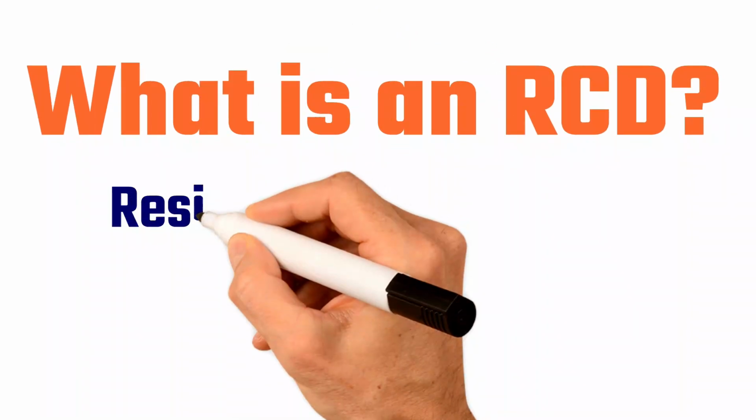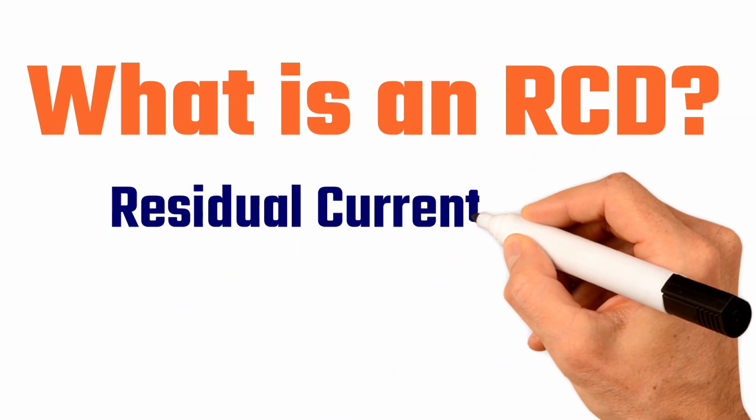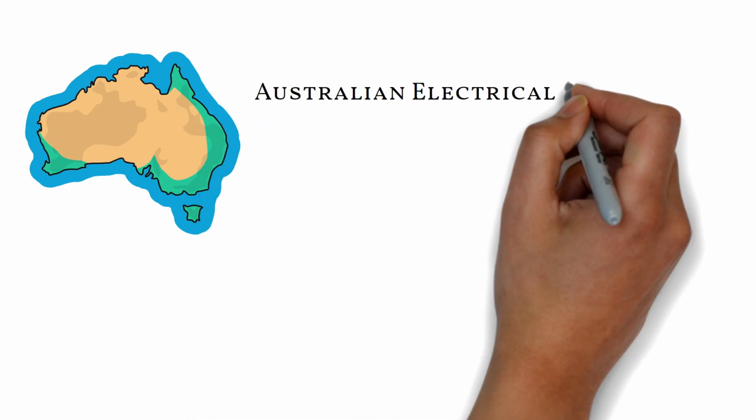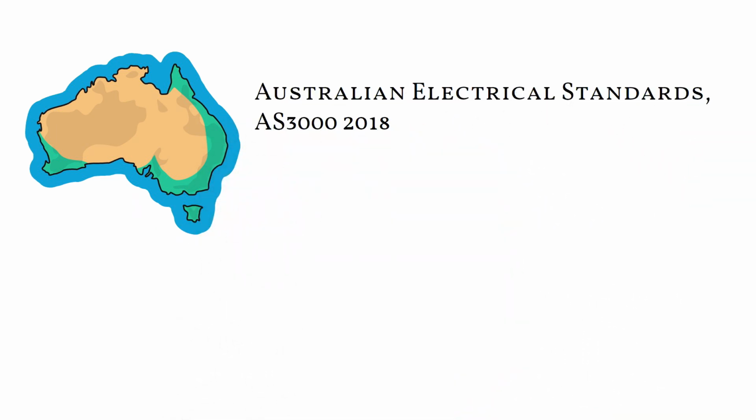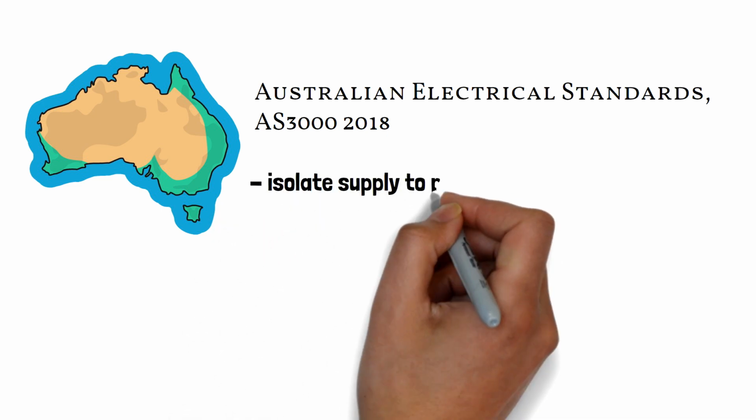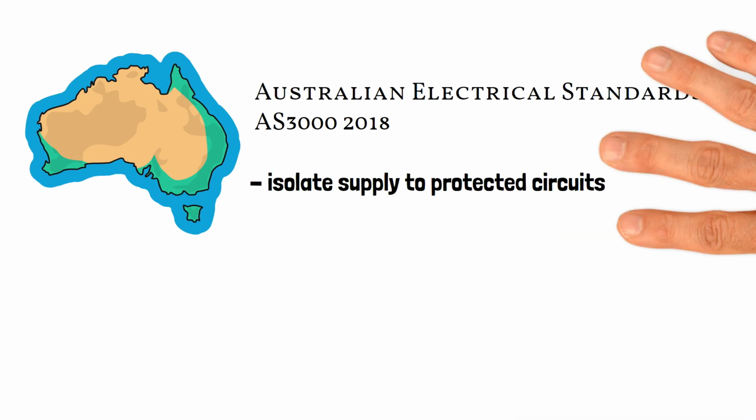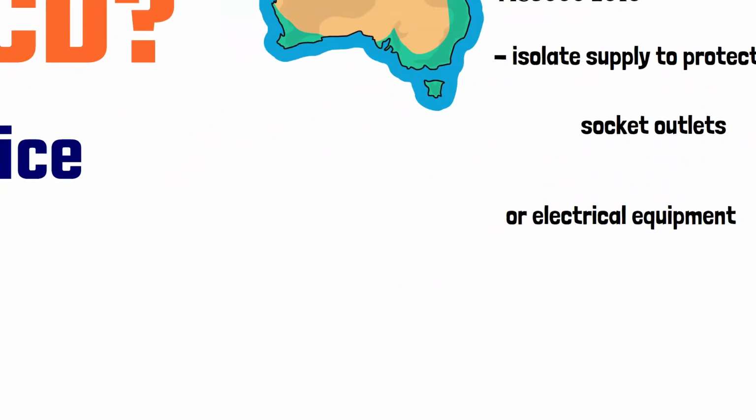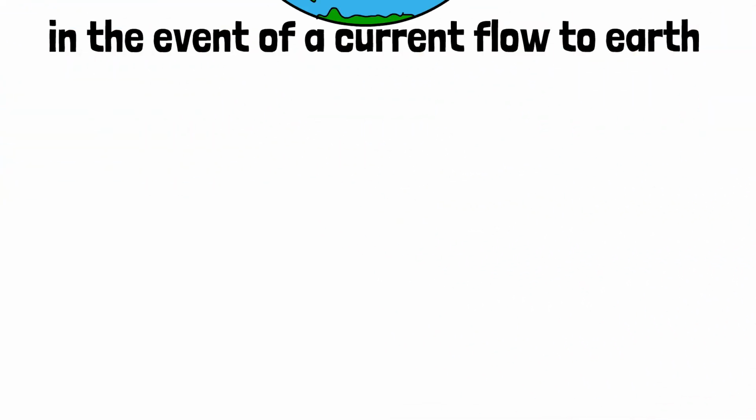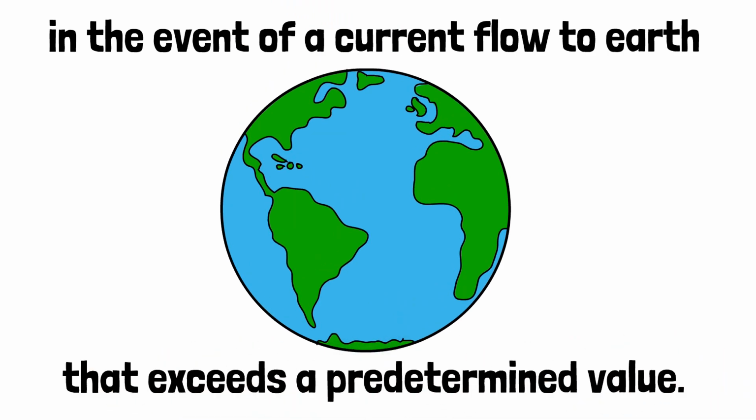Firstly, an RCD stands for Residual Current Device. What does that mean? As per the Australian Electrical Standards AS 3000 2018 definitions, an RCD is defined as a device intended to isolate supply to protected electrical circuits, socket outlets, or electrical equipment in the event of a current flow to earth that exceeds a predetermined value.